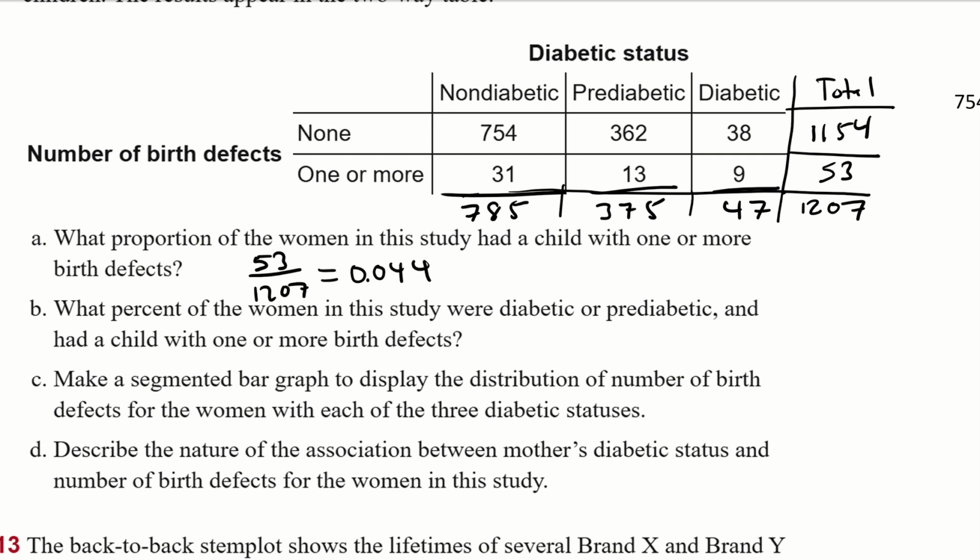All right, so part B. What percent of the women in the study were diabetic or pre-diabetic and had a child with one or more defects? So we're doing diabetic or pre-diabetic, so it could be either one of these, and one or more defects. So we're looking at one or more defects and pre-diabetic or diabetic. So it's going to be 13 plus 9, which is 22 out of 1,207, which is 0.018.